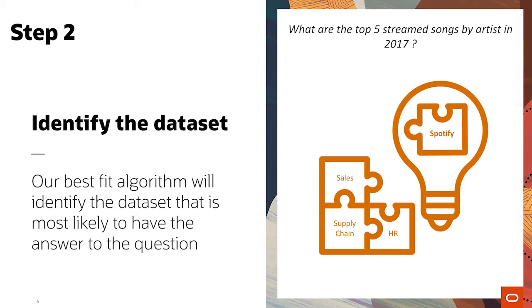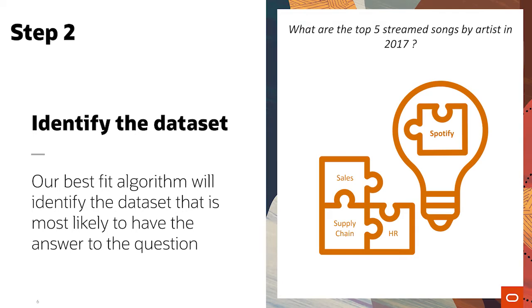So the first thing we do is use what we call our best fit algorithm to identify which of the dozens or hundreds of data sets in your system is the most likely one to have the answer to your question. In this instance, we look at the words in your sentence like streams and songs and artists and compare that against your sales data set, your supply chain, your HR, whatever you've got in your system. Then in this instance, we'd automatically discover that the Spotify data set is the most likely candidate to have the answer to your question.